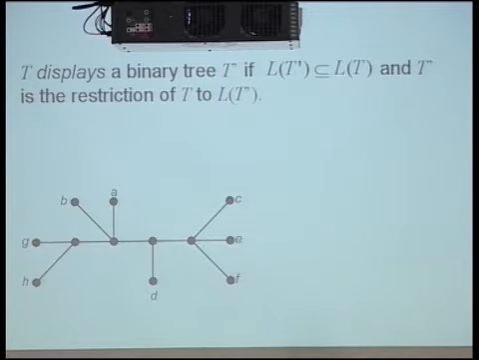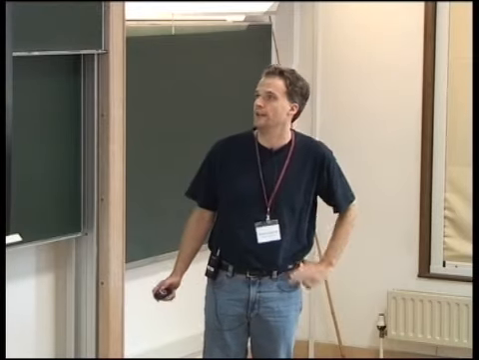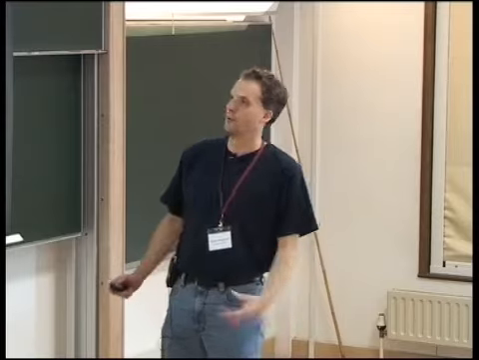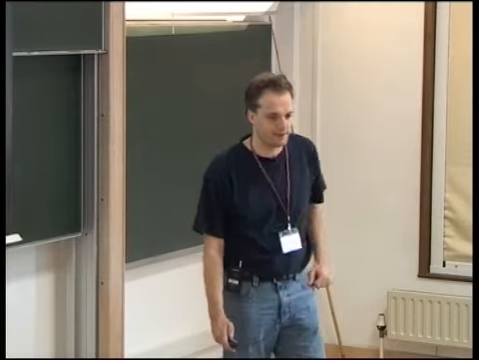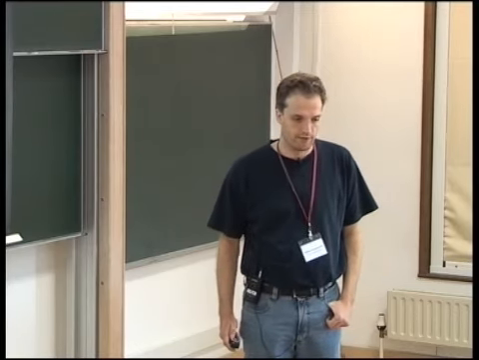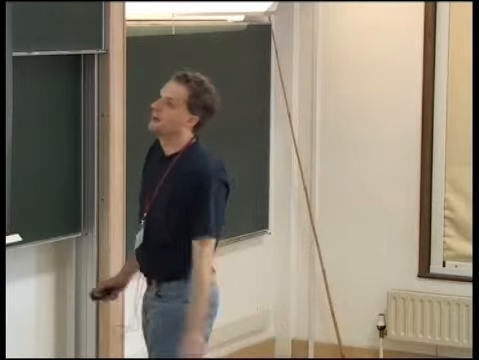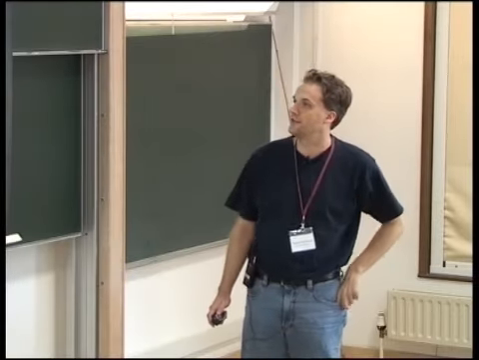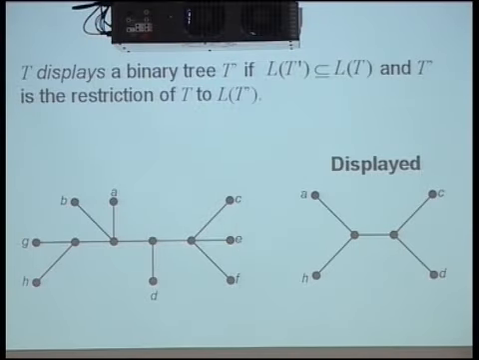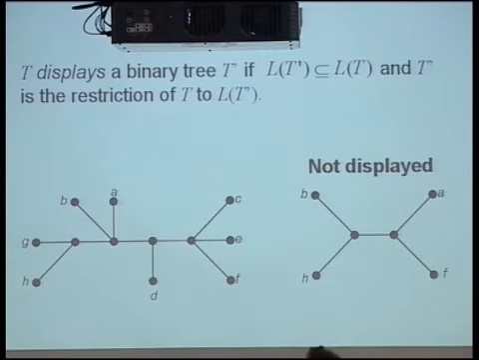Next term we need is displaying. A big tree displays a small tree if the small tree is the restriction of it, which of course implies that the taxa set of the small tree is included in the taxa set of the big tree. So I have two examples. Here you see some red edges of the big tree. So that is a tree induced by the taxa H, A, D, and C here. So you can see that the small tree on the right side is displayed by the big one on the left side. One example where that is not the case is here. You see the red edges, they have a degree 4 vertex here. So that is not a binary tree, so the right one is not the restriction of the left one to the small taxa set.